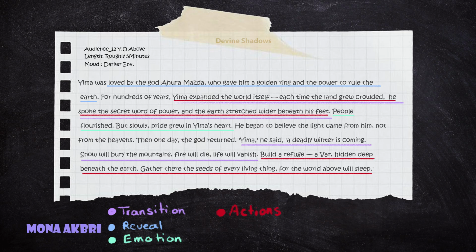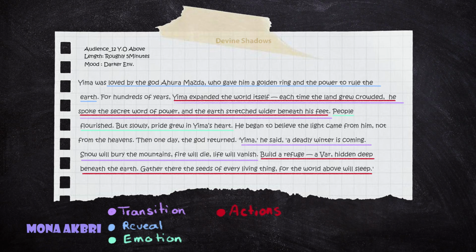For hundreds of years, Yima expanded the world itself. Each time the land grew crowded, he spoke the secret word of power. Okay, Yima expanded the world. I will draw Yima, for instance, standing in his castle and looking at the city. At first, the city is smaller, and then in the next window, the city will get bigger, for example. And the earth stretched wider beneath his feet. Same meaning as before. The previous sentence means exactly the same as stretching the world, getting crowded and bigger.